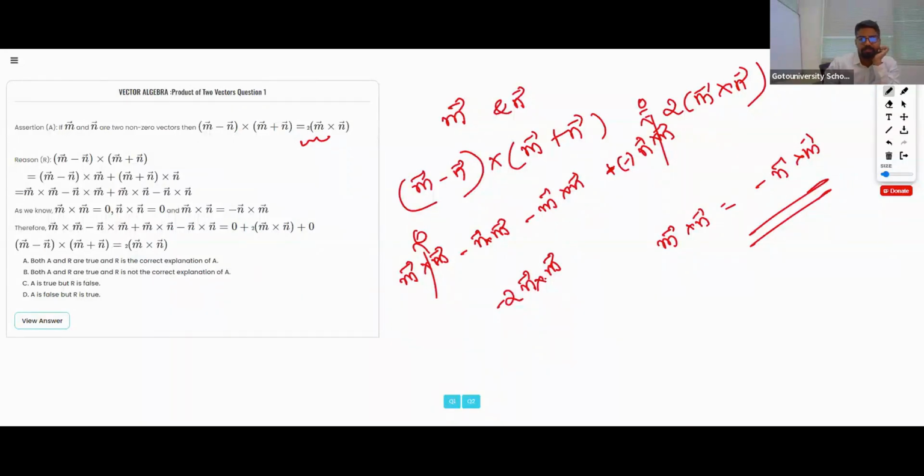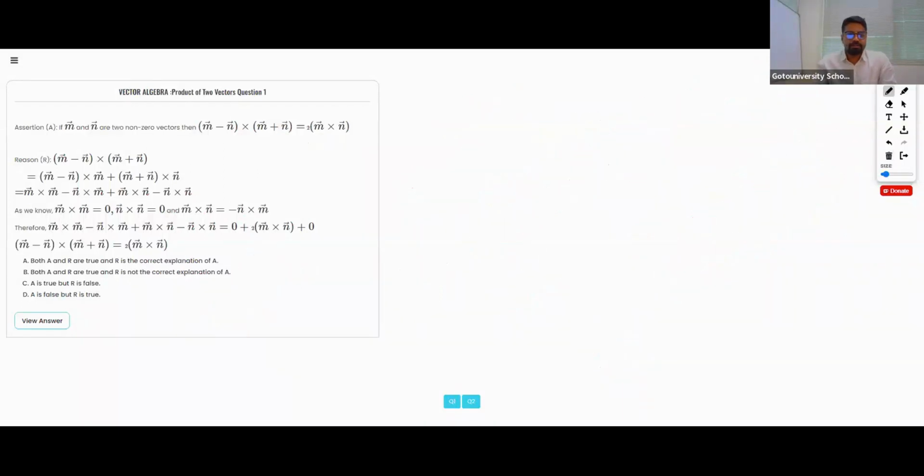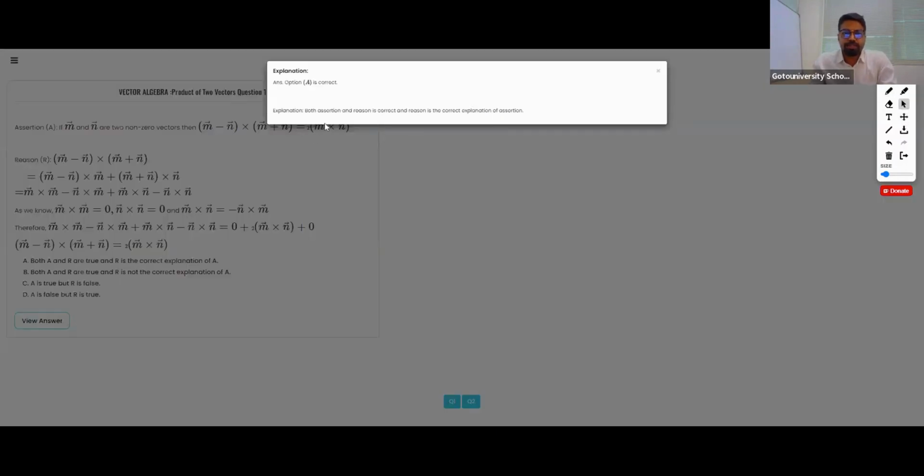What do we have in the explanation part? When you are multiplying m cross m minus n cross n and m cross n into n cross n, this is anyway 0, n cross n is 0. And we also know m cross n is equal to minus n cross m. So these two are equal, which means we can add them. As they are equal, the answer should be that A is true as well as R is true, right? So shall we see the explanation part? Yes, both the assertion and reason are correct, and the reason is a correct explanation of the assertion.